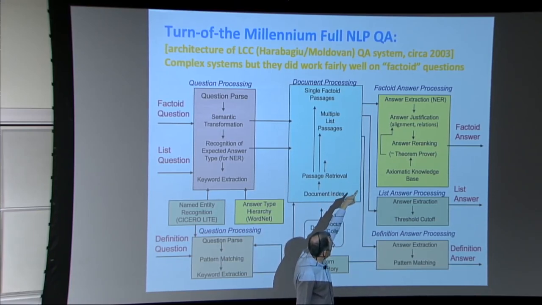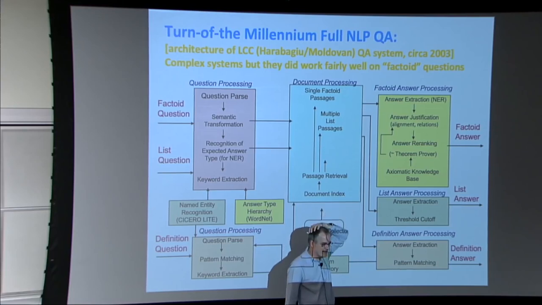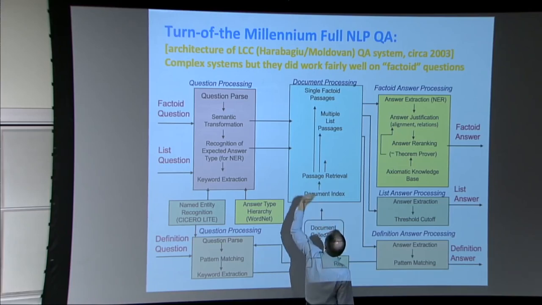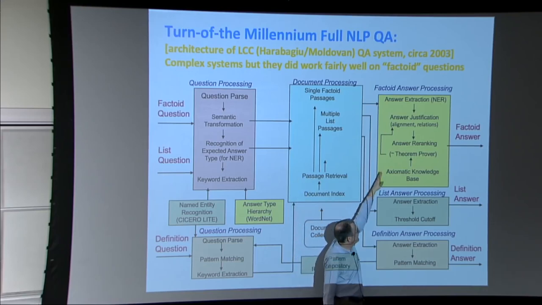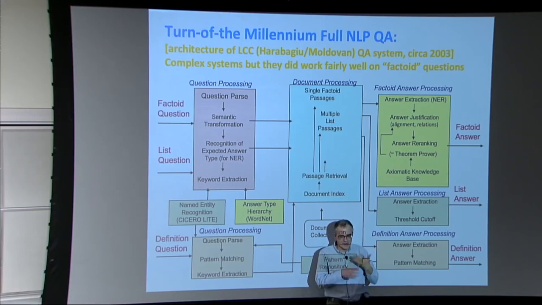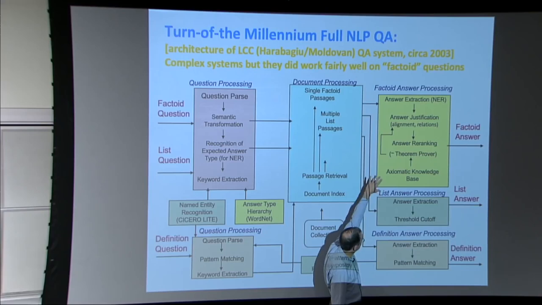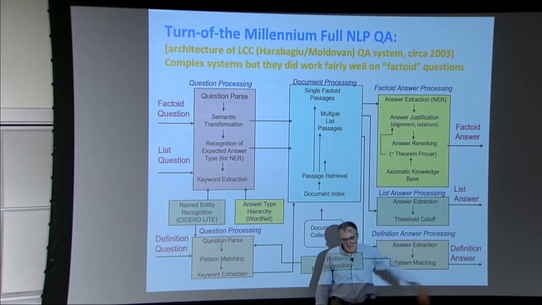Then once it had candidate entities, it would actually try and determine whether these entities did or didn't answer the question. So this is a system from LCC by Sandra Harabagiu and Dan Moldovan. They actually had some quite interesting stuff here, where they had a kind of loose theorem prover that would try and prove that the semantic form of a piece of text gave an answer to what the question was. So that was kind of cool stuff with an axiomatic knowledge base, and eventually out would come an answer.